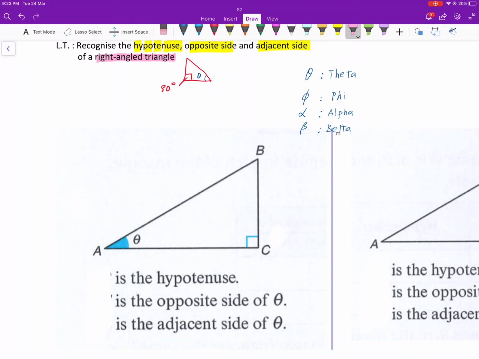First we will recognize the hypotenuse. So you can see a 90 degree angle here, and the side opposite to the 90 degree angle is the hypotenuse. So AB is the hypotenuse.